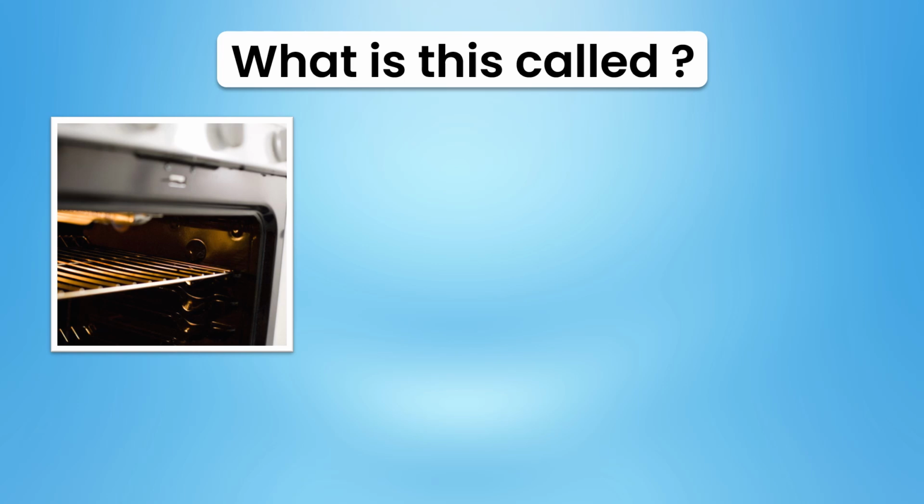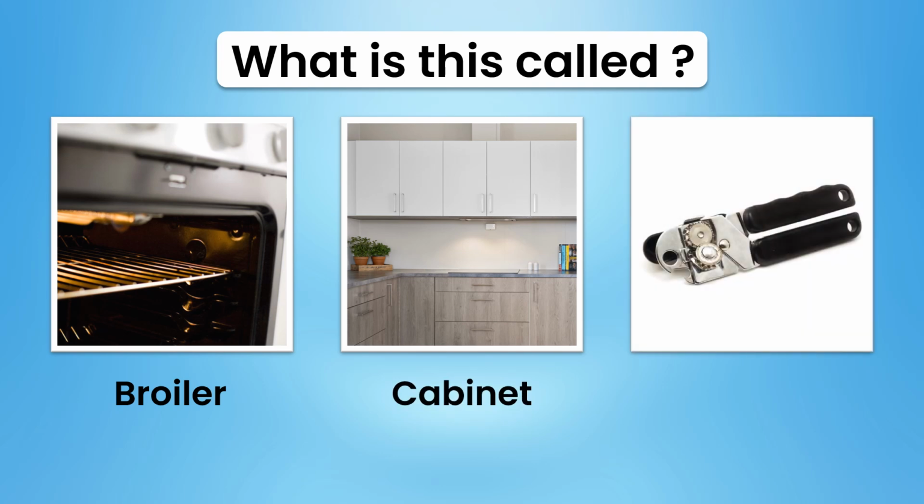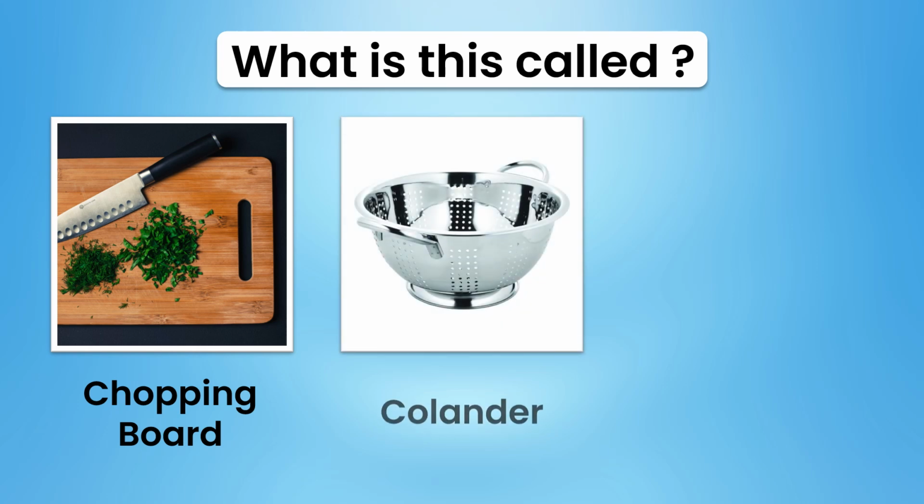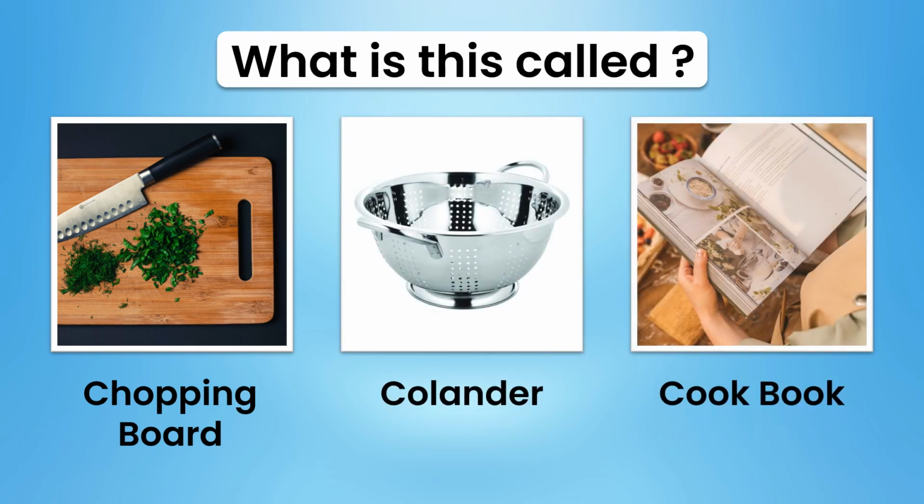What is this called? Broiler. Cabinet. Can opener. What is this called? Chopping board. Colander. Cookbook.